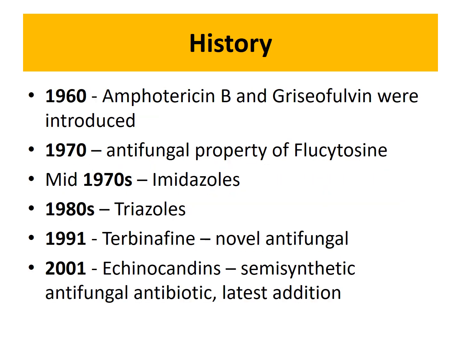Take a small note on the history. The first antifungal to be discovered or introduced was amphotericin B in 1960. Then in subsequent years, different groups of drugs like flucytosine, imidazoles, triazoles, and terbinafine were introduced, and the final drug group that was introduced in 2001 was echinocandins. Echinocandins are the latest addition to the antifungal group.